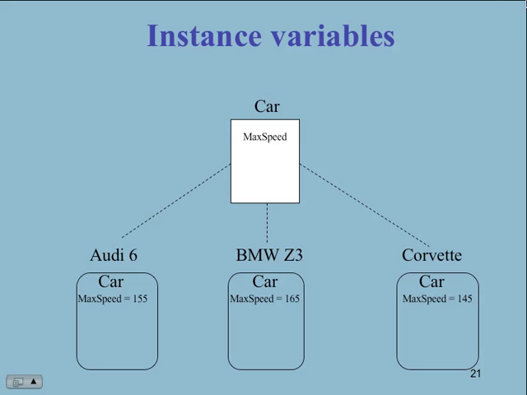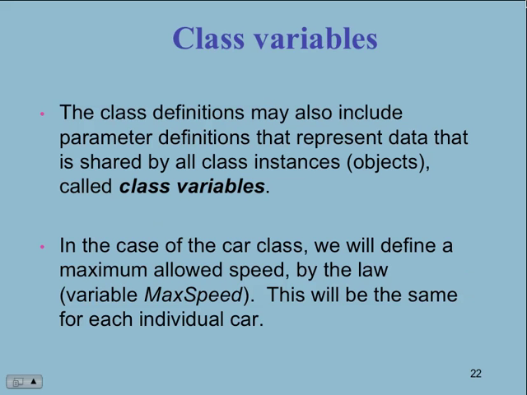So each one of these instances has a different value associated with the maximum speed variable, which is an instance variable. Then we have class variables. And as I mentioned before, we saw it with the keyword static. We create a class variable. We could set the maximum speed.